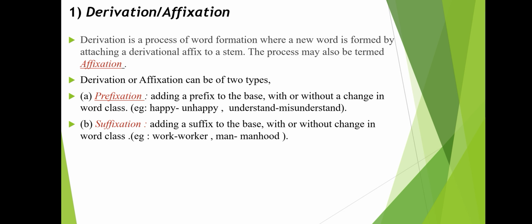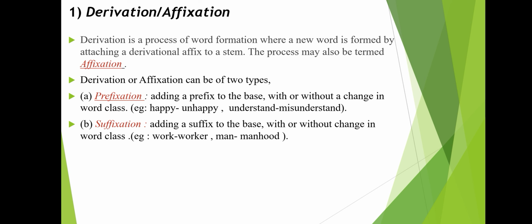Let's move on to the different types of word formation or different methods of word formation. Here is the first one, derivation or affixation. Derivation is a process of word formation where a new word is formed by attaching a derivational affix to a stem. The process may also be termed affixation. So, derivation is the process of attaching an affix to a stem.